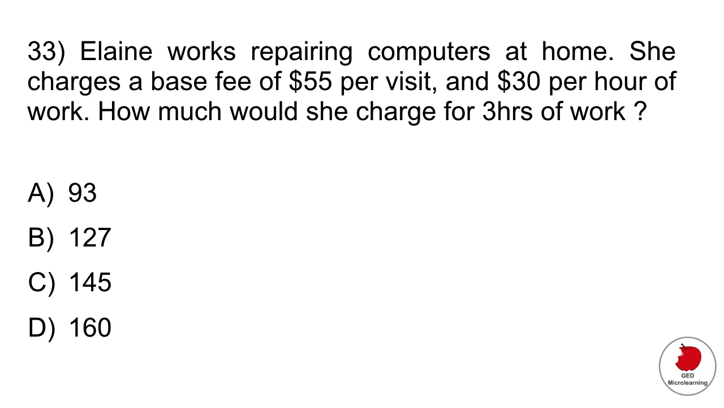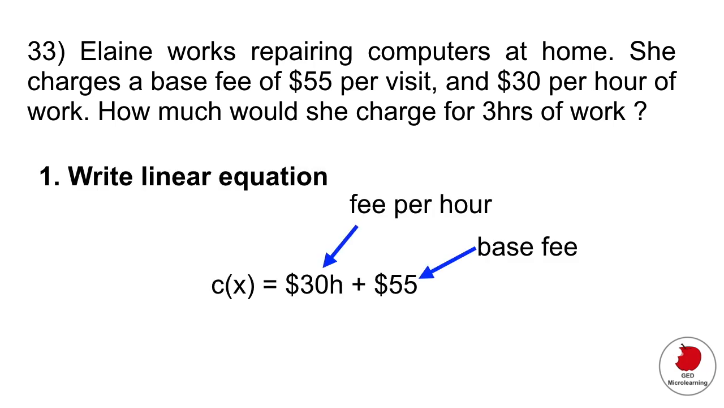All right, so again, first thing is that we're going to write our linear equation the same way that we wrote it before. Okay, so we said that she charges $30 per hour of work. So we would multiply that 30 times h, the number of hours that she works. So sometimes it will be 1 hour, and sometimes it will be 7 hours, we don't know, plus the base fee that she charges, which is $55.